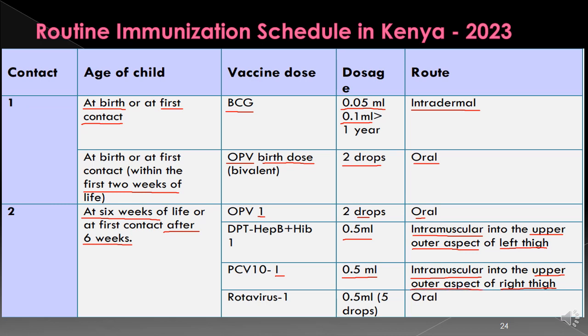The other 2 are orally administered, the OPV1 and the rotavirus 1. The rotavirus is 0.5 ml or 5 drops, and it is also given orally. So 2 oral vaccines, rotavirus 1 and OPV1, 2 drops of OPV1, 5 drops of rotavirus, both given orally, and 2 injections, one on the right thigh, the other on the left thigh. The pentavalent one will go to the left thigh and the pneumococcal vaccine will go to the right thigh. Very important for you to remember.